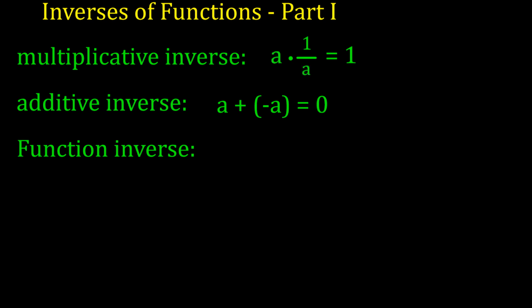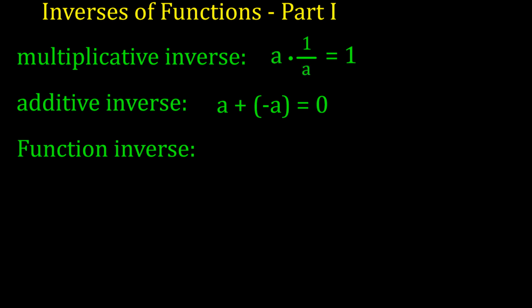A lot of times teachers will say, well, let's undo multiplication. What do we do? We do division. That's really what the multiplicative inverse is. To undo addition, we do subtraction. So, what we're really doing instead of subtraction is we're adding the opposite.